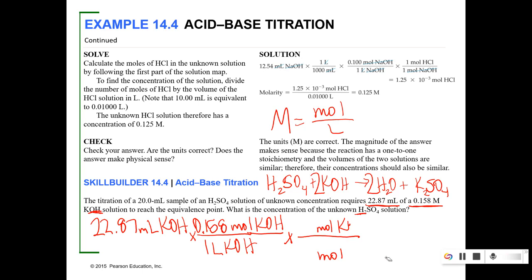Oh, I have them switched. Sorry, y'all. H2SO4 is on top because it's 1 over given. And there are 2 moles of KOH for every 1 mole of sulfuric acid. This is where we stop because we're trying to find molarity, which is moles per liter, so I need to solve to moles.